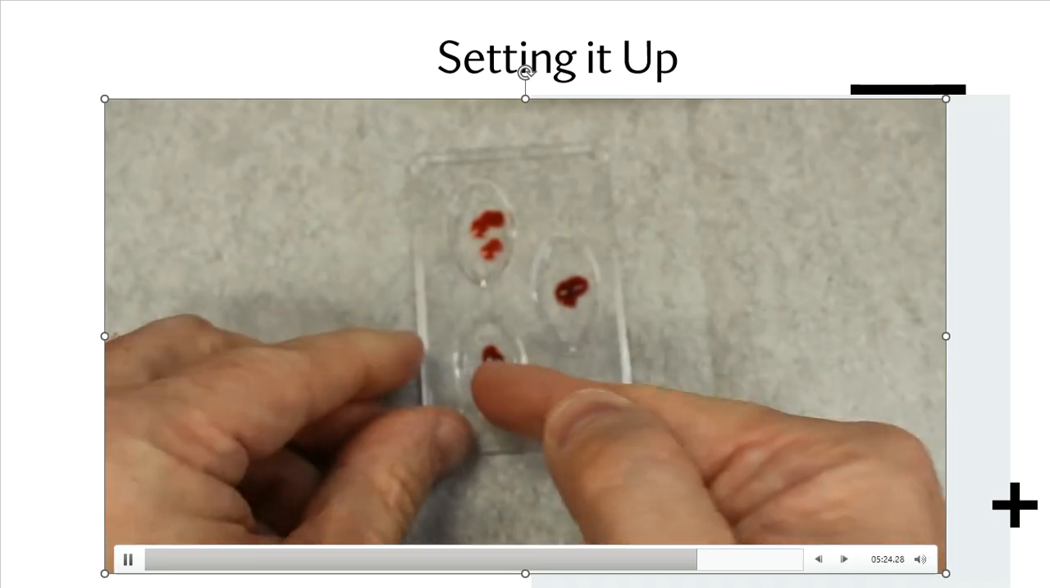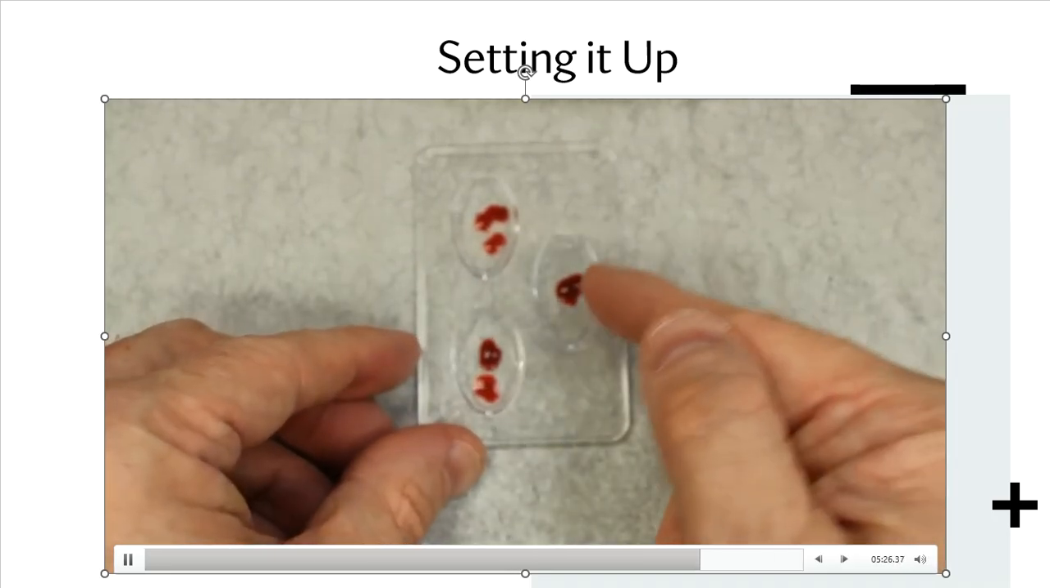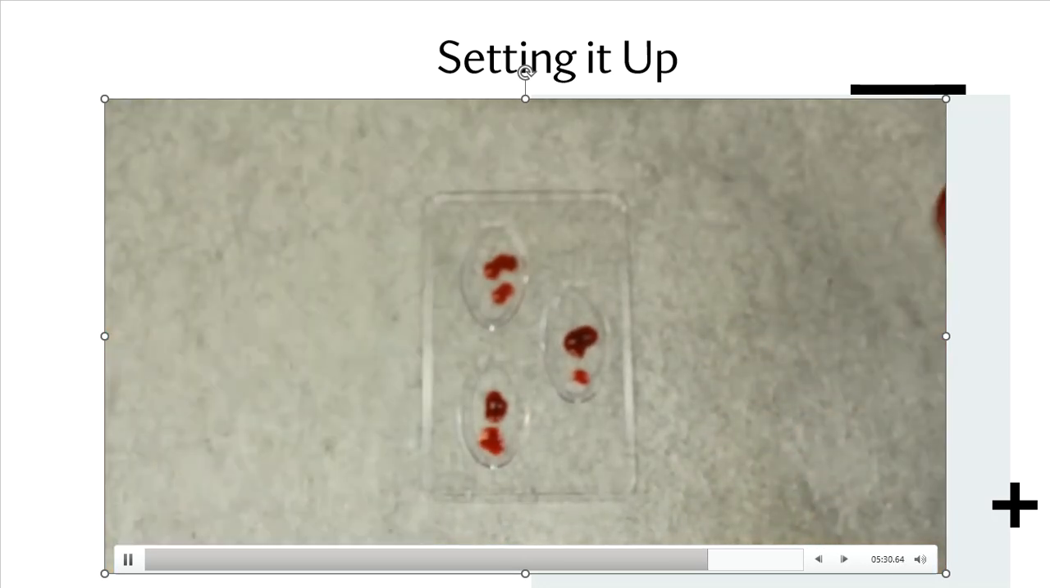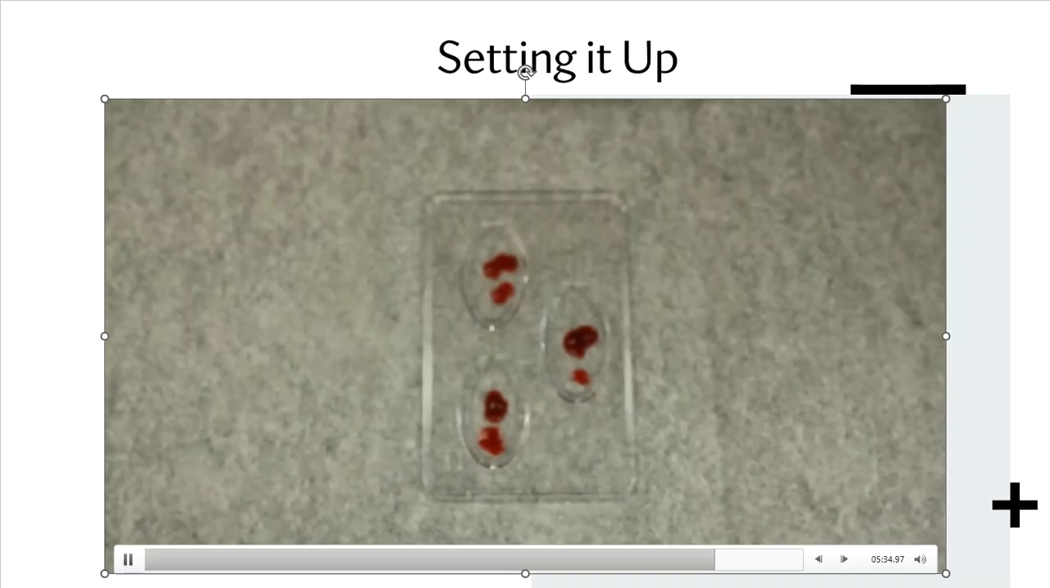But you're going to have to end up putting 2 or 3 drops of blood into each one of these wells. All right, so there is my blood, and my blood is there waiting for my anti-serums. In the next video, I'm going to zoom in a little bit closer and show you a little bit more about what happens when we add the anti-serums.